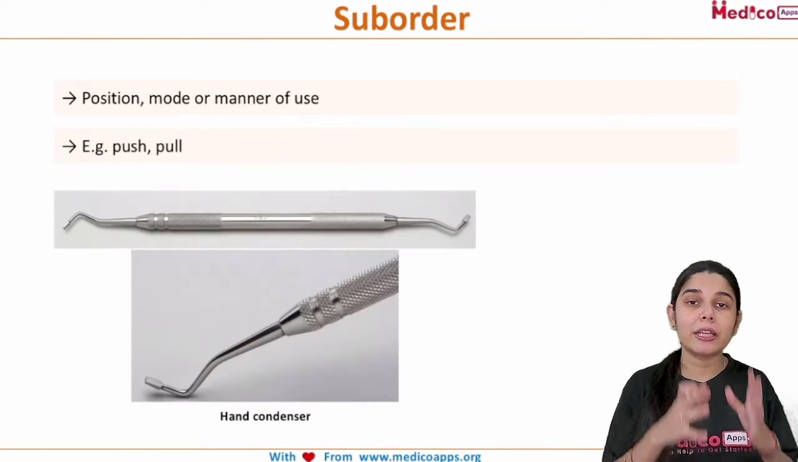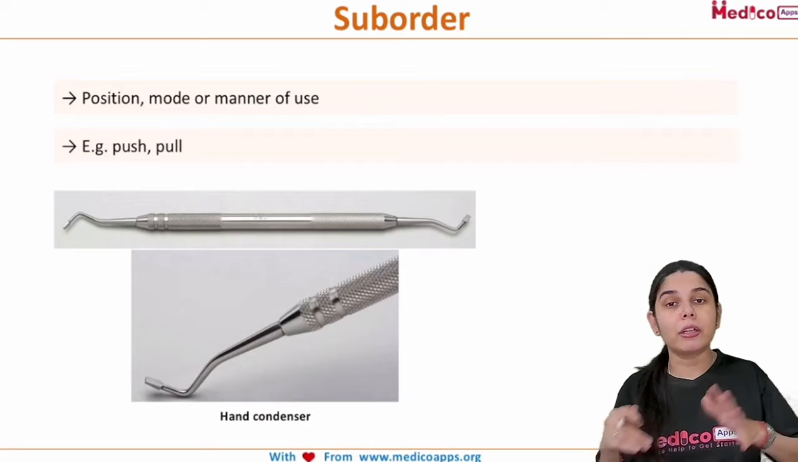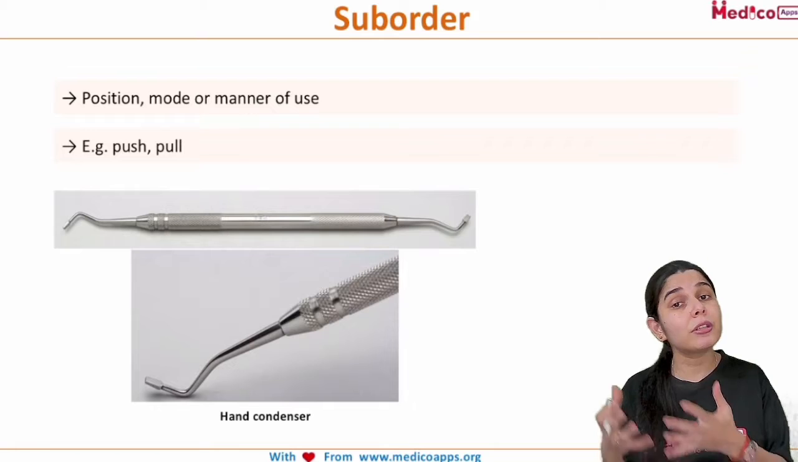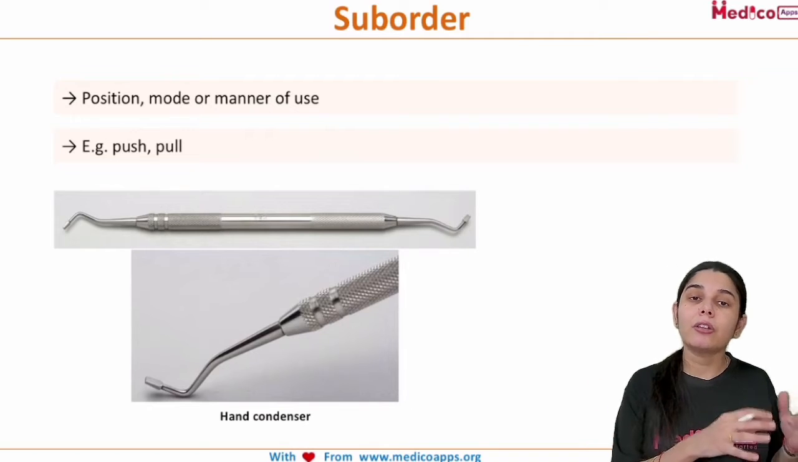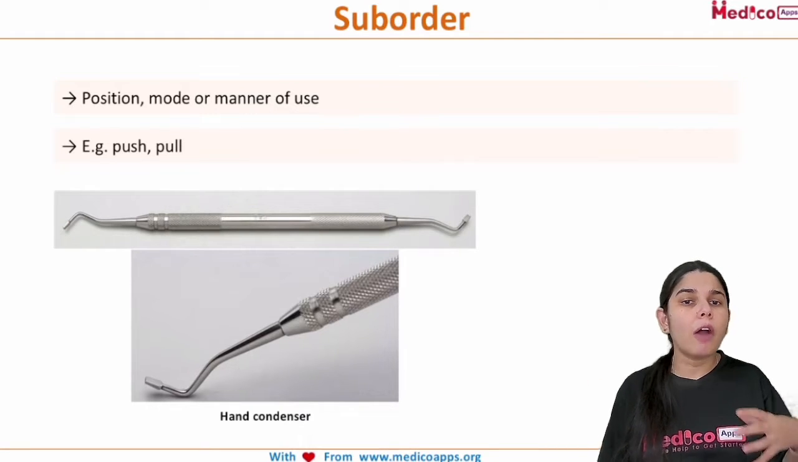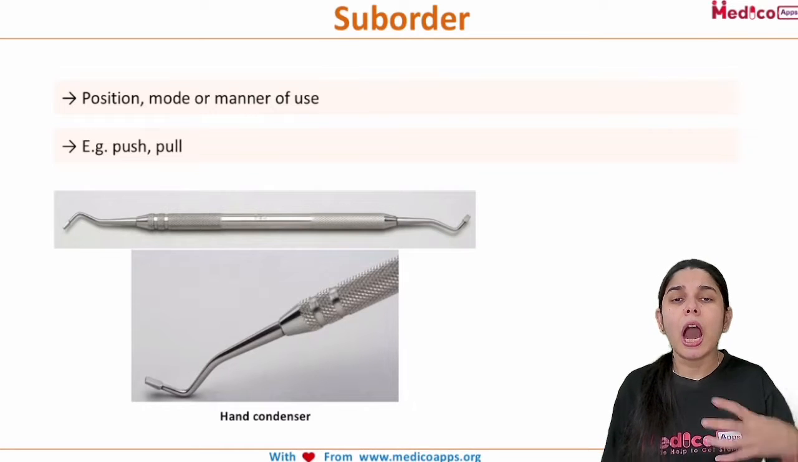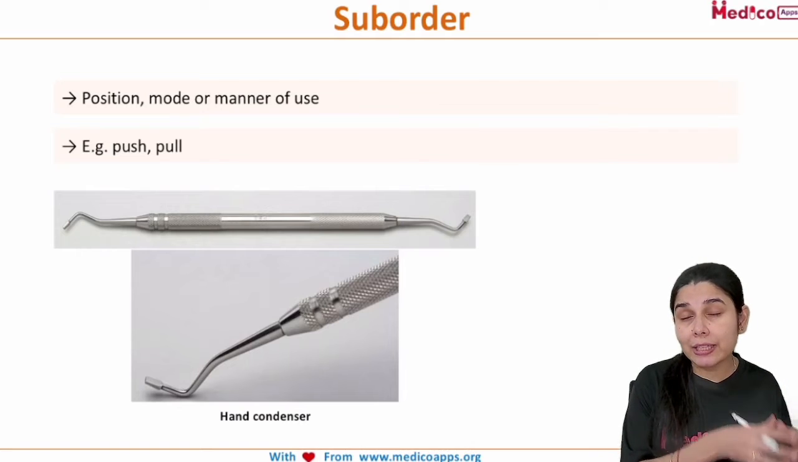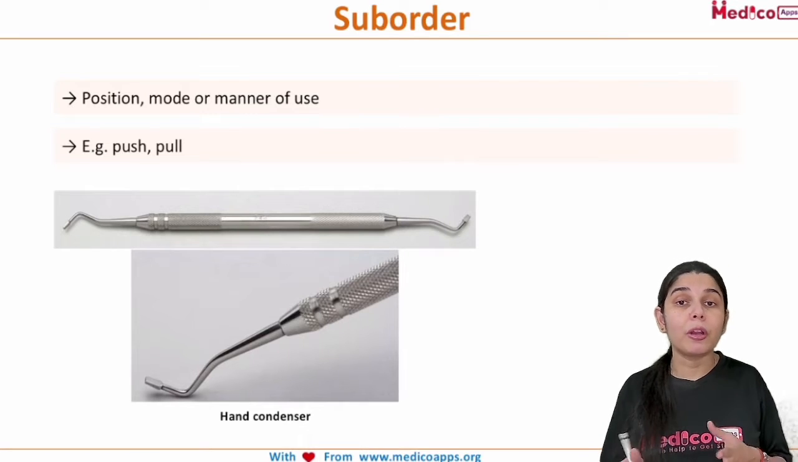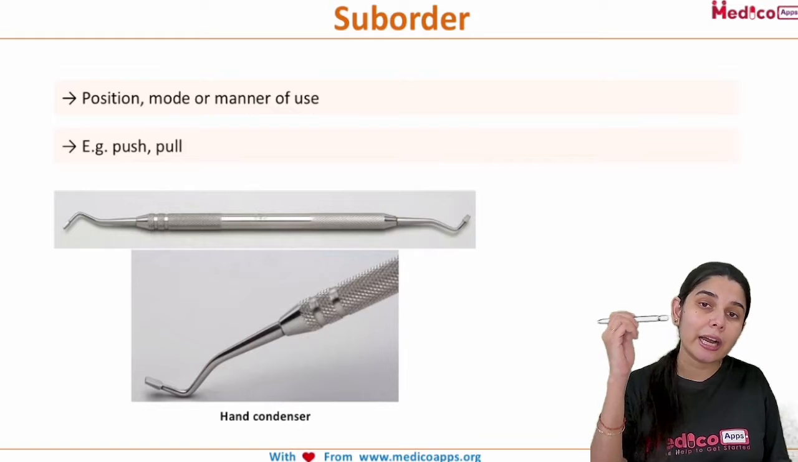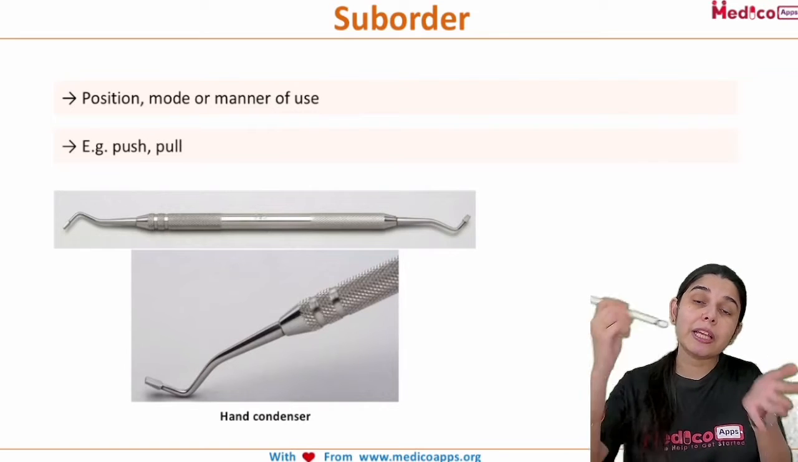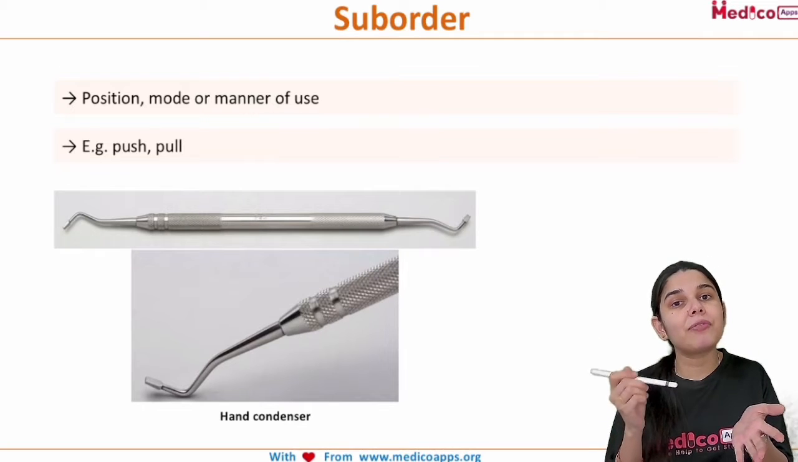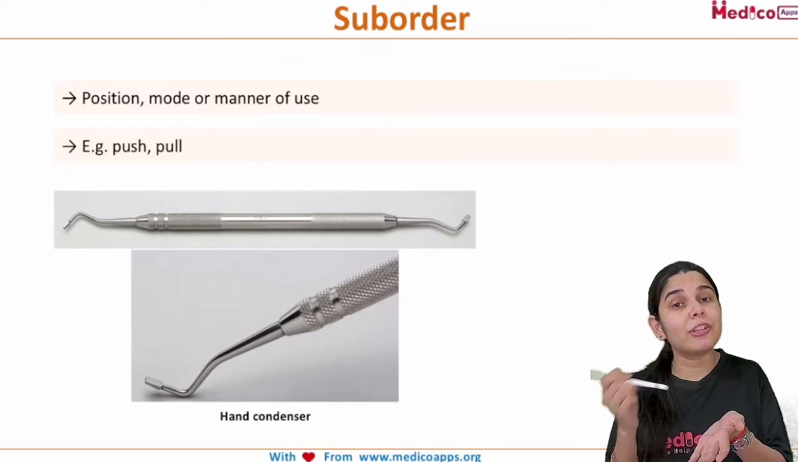The second one is the suborder. Now the suborder, what do you mean by that? Order meant what is the function and purpose. Now suborder means what is the position or what is the mode or manner of use, how that instrument is being used. So for example, the example for this suborder will be push or pull. Push, I have just mentioned that a condenser condenses. That means it pushes the dental material which we are filling in the cavity which we have prepared.